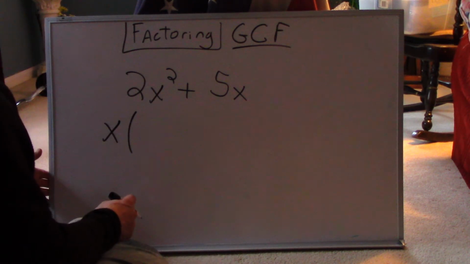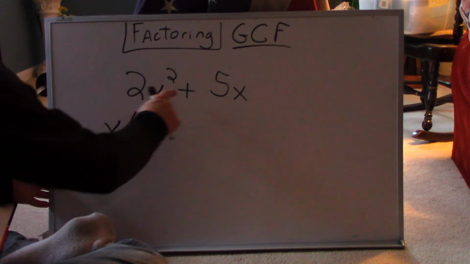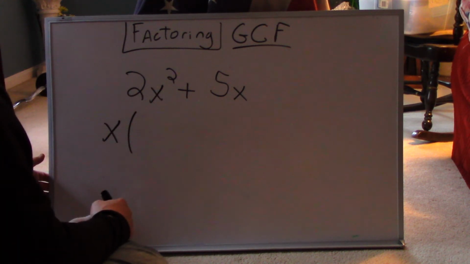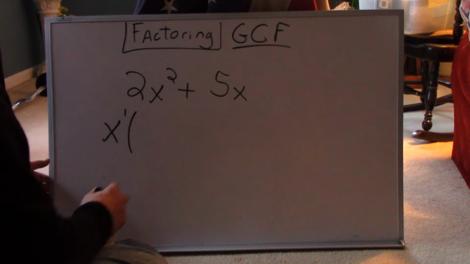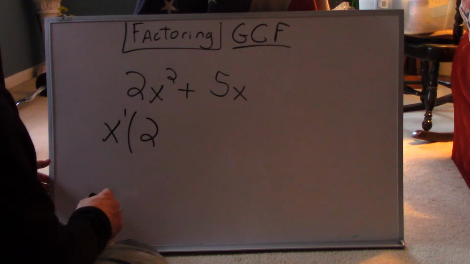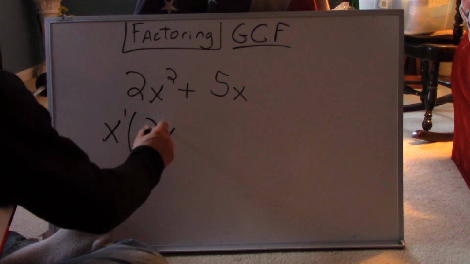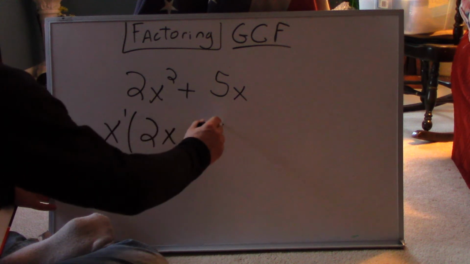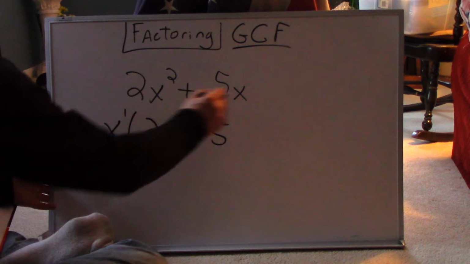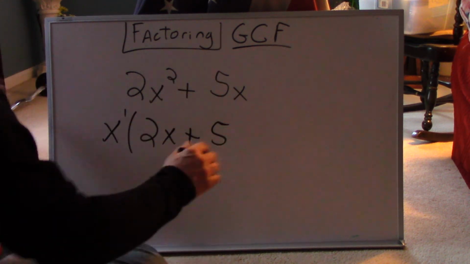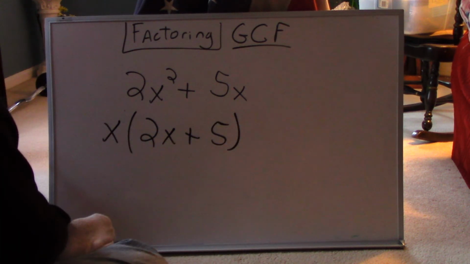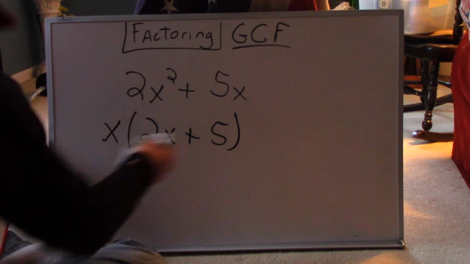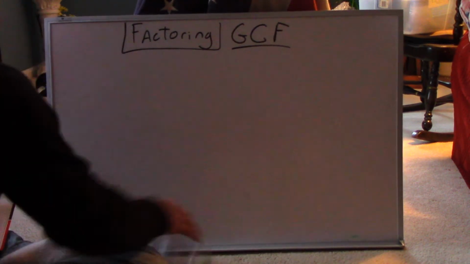Because this is division, when I divide variables with exponents, I subtract the exponents. So this is really x to the first. Now I have the 2 left over, so I bring that down. Then x squared minus x is x, and the 5 is left over. x minus x, 1 minus 1, nothing. That's your answer: x times 2x plus 5. You don't have to put the 1. Okay, let's go to another one.